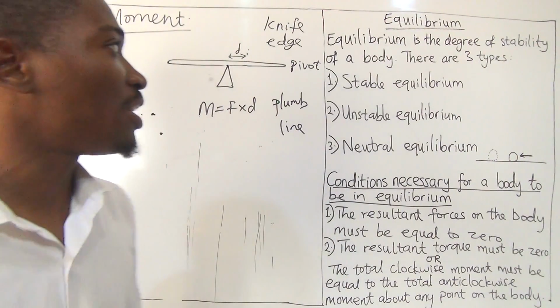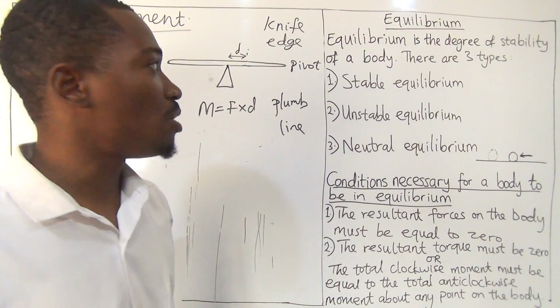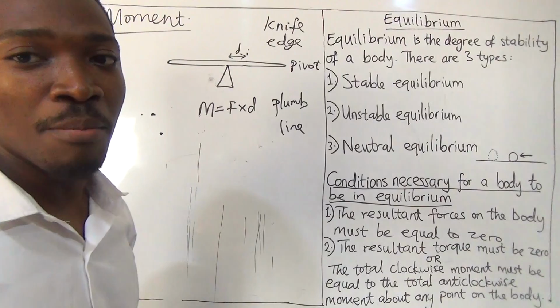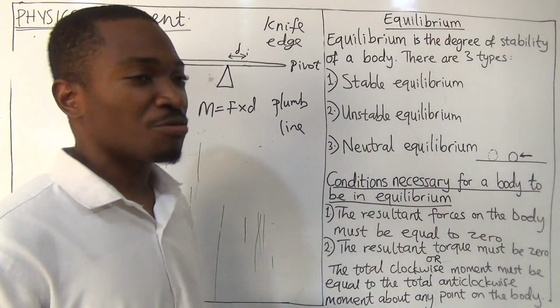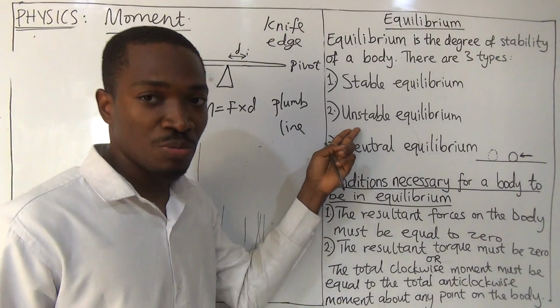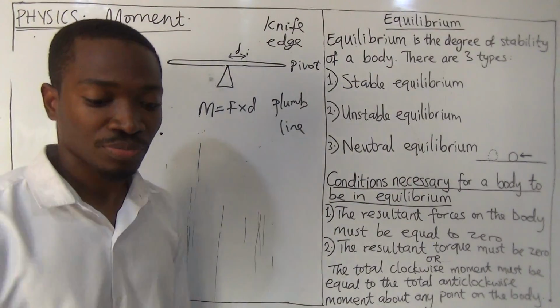This brings us straight to equilibrium. When you hear the word equilibrium, what comes to your mind? Equilibrium is the degree of stability of a body. There are three types of equilibrium: stable equilibrium, unstable equilibrium, and neutral equilibrium.